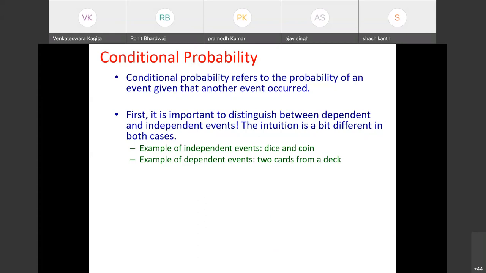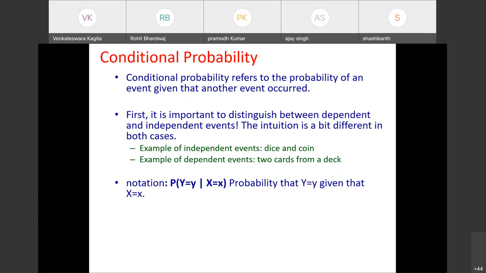An example of dependent events is drawing two cards from a deck without replacing the first card back into the deck. This is a dependent event, because the outcome of the second event depends on what card you have picked in the first event. So the outcome of the second event depends on the first event. So they are dependent events.